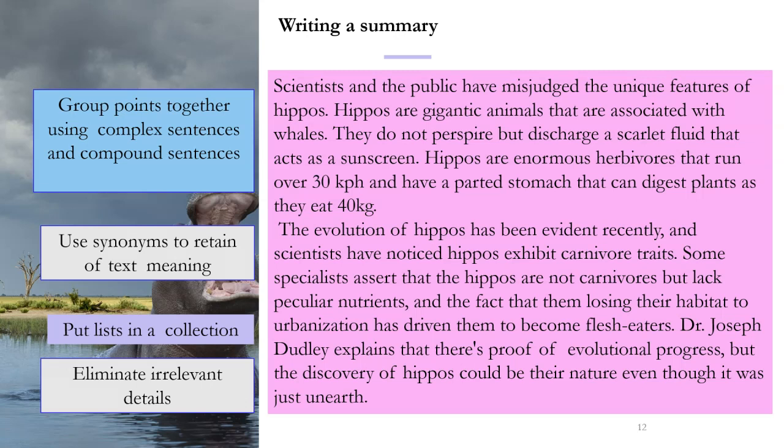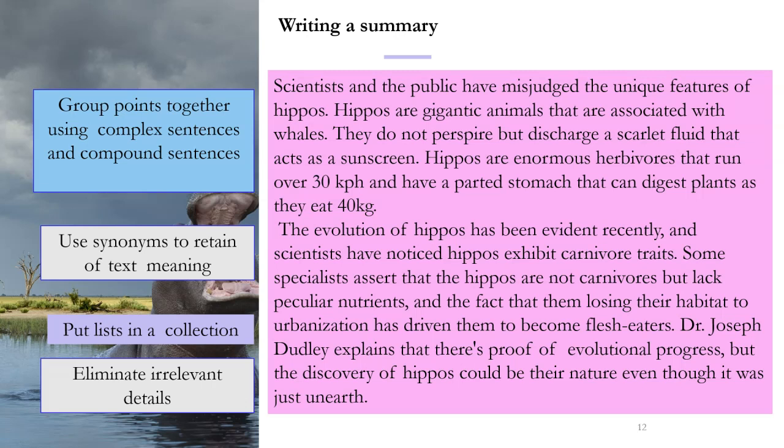evolved over time. It's written this way: scientists and the public have misjudged the unique features of hippos. Hippos are gigantic animals that are associated with whales. They do not perspire but discharge a scarlet fluid that acts as a sunscreen. Hippos are enormous herbivores that run over 30 kph and have a packed stomach that can digest plants as they eat 40 kg. The evolution of hippos has been evident recently, and scientists have noticed hippos exhibit carnivore traits.